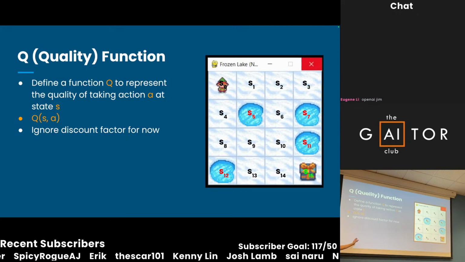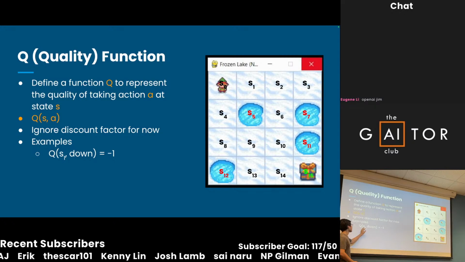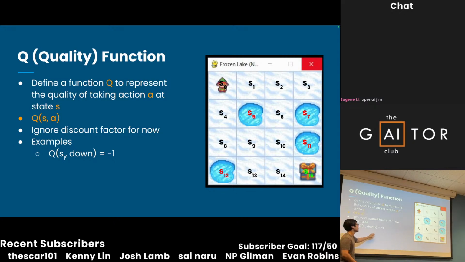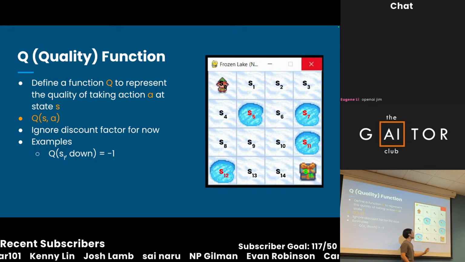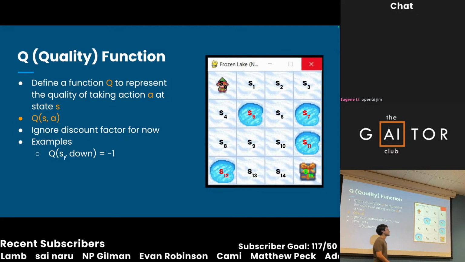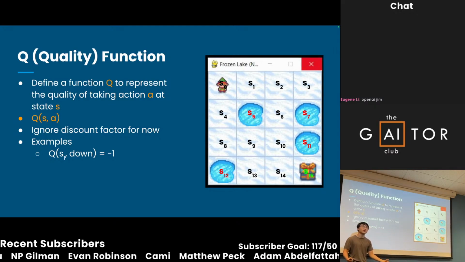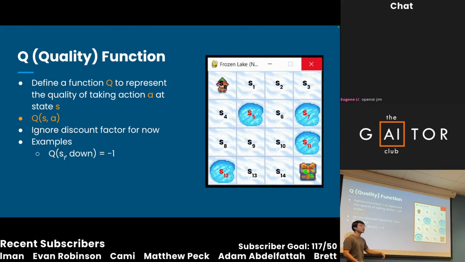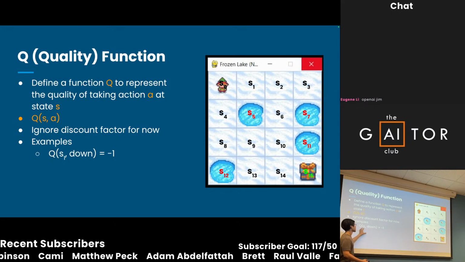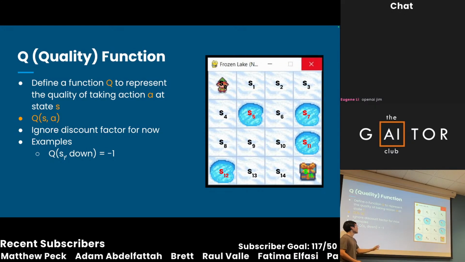And let's ignore the discount factor just for this slide. If we take the action of going from S1 down, taking the action down at state S1 is -1, because we're going into the state that has value -1. Does that make sense? Even though the state S1 has no inherent reward, by taking the down action, we're getting ourselves into a bad state. And so the Q function that we're modeling, what we should optimize our model for, is going to be -1.